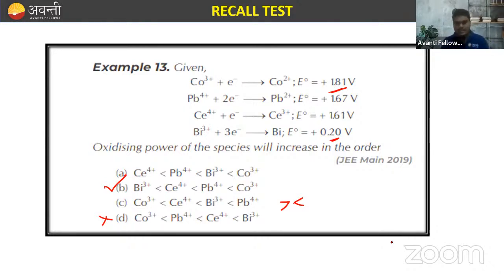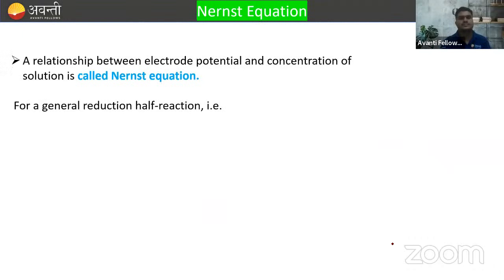Chalo, now a very important topic of the electrochemistry chapter is the Nernst equation, right? So this Nernst equation is a very important topic, right? And you must know how you will write the Nernst equation. So basically, what is the Nernst equation? Nernst equation is also used for the calculation of the EMF of the cell. But why does the Nernst equation come into the picture?